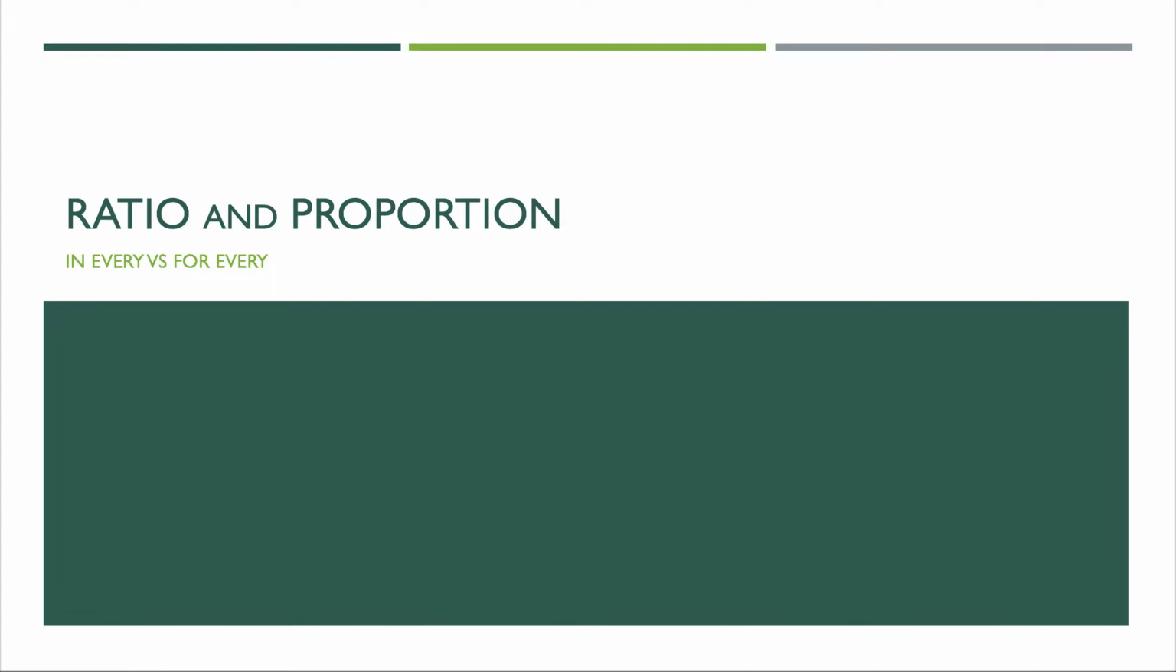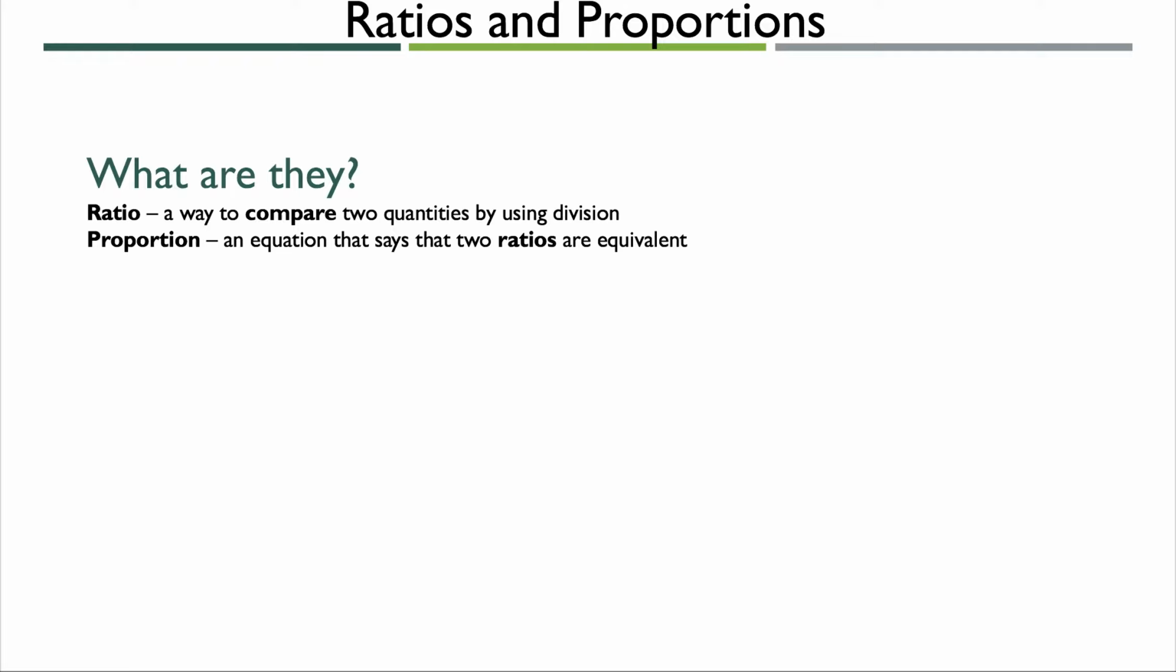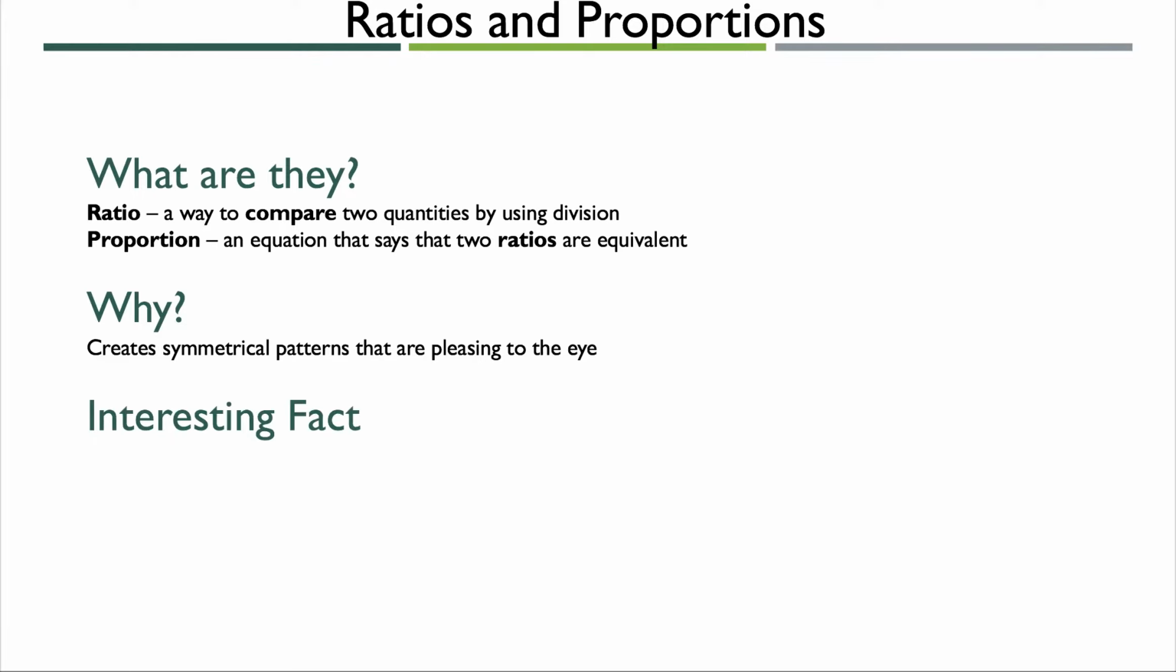Ratio and proportion. Now we're going to be talking about the difference of "in every" and "for every." What are they? Well, ratio is a way to compare two quantities by using division, and proportion is an equation that says that two ratios are equivalent. Why? It helps create symmetrical patterns that are pleasing to the eye.